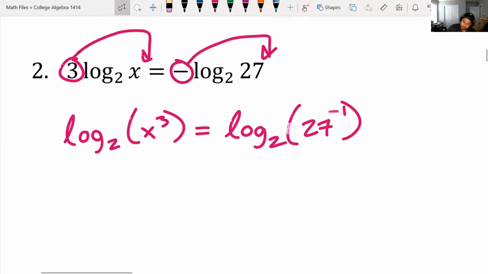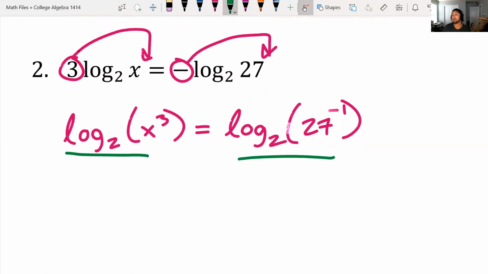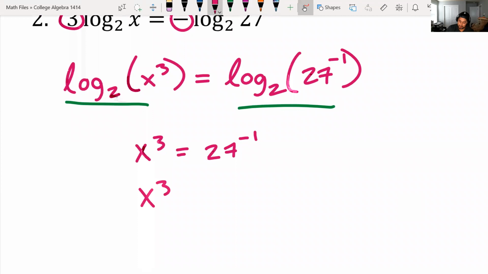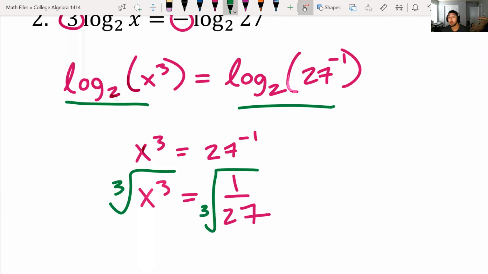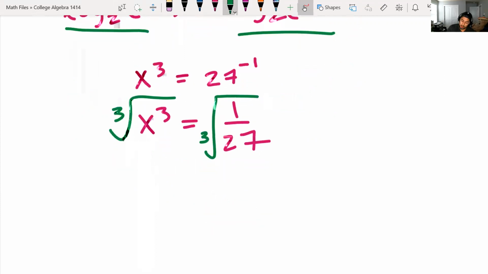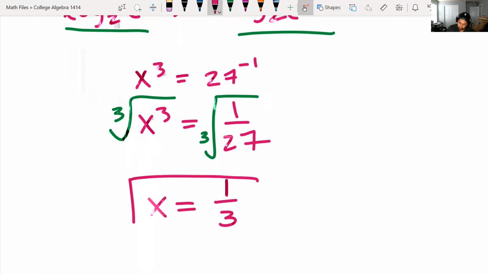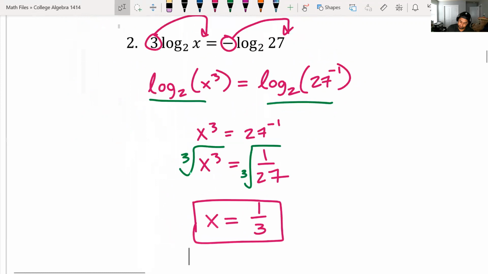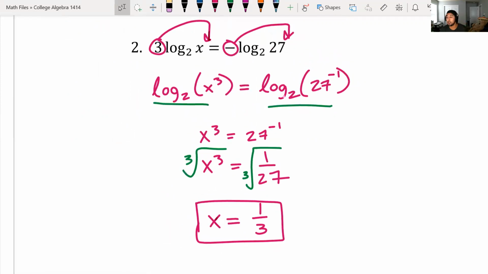Okay. And now, same base, log equality property, and we're going to get x cubed equals 27 to the negative 1, which means the same as x cubed equals 1 over 27. And then you will cube root both sides, and we'll get our answer of x equals 1/3. There you go. And again, the domain for this log is anything greater than 0, so 1/3 is greater than 0, so it works.